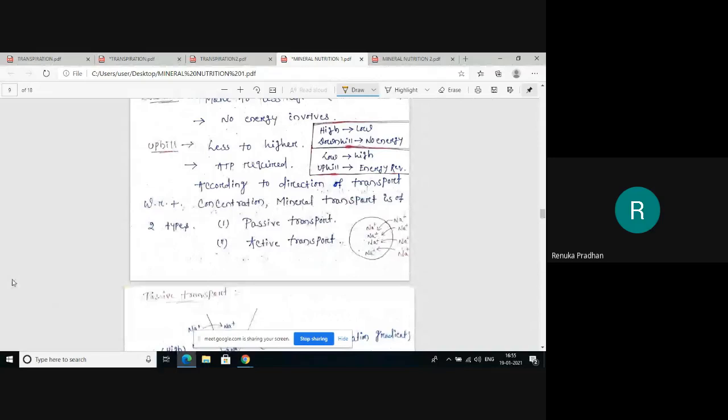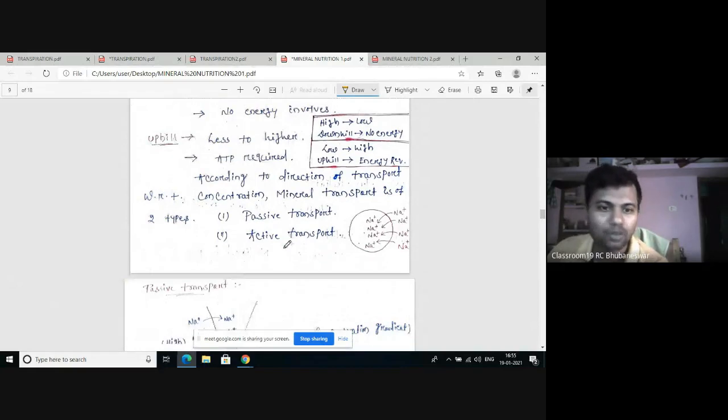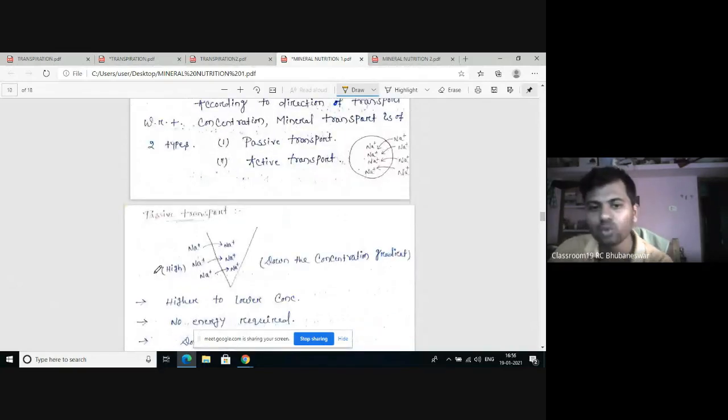Then, according to the direction of transport, mineral transport is of two types, passive and active, and you have already got this. Passive transport means high concentration to low concentration. Active means low concentration to high concentration.